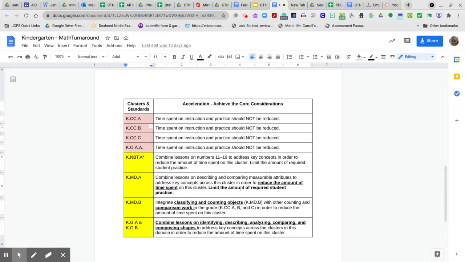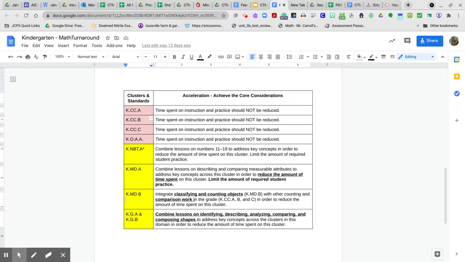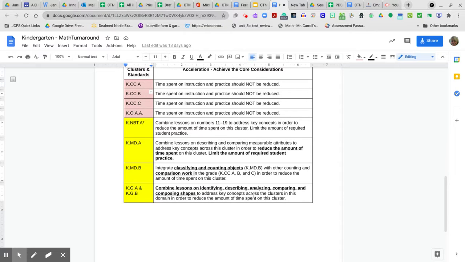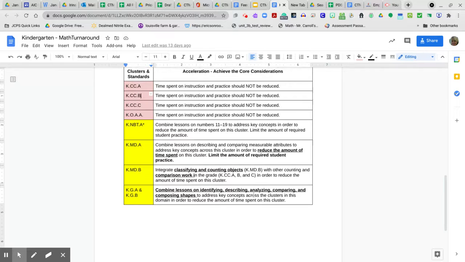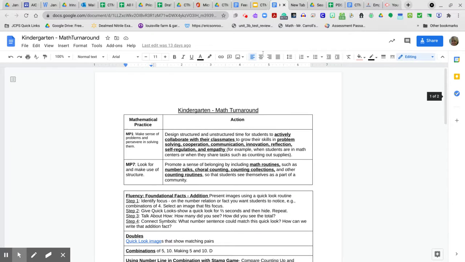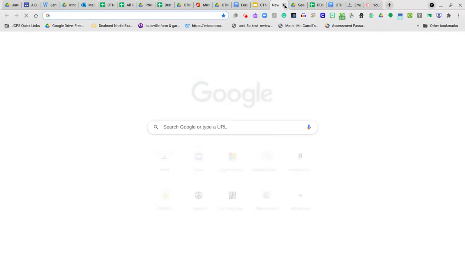It says limit the amount of practice, but then there's some caveats that come in with these yellow standards. So like this one, integrate classifying and counting objects, and it gives you another standard with it, with other counting comparison work in grade, to reduce the amount of time. So sometimes they'll combine another standard in here that you can kind of look at. But you're going to be making instructional decisions looking at this. And this is kindergarten. So let's look at a higher grade.